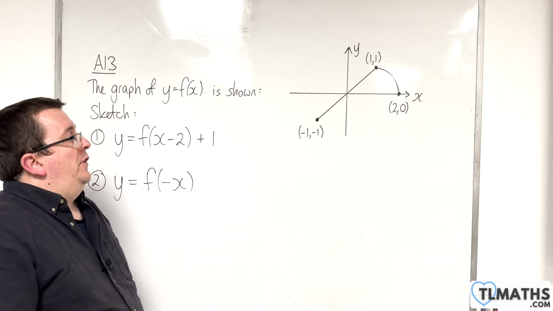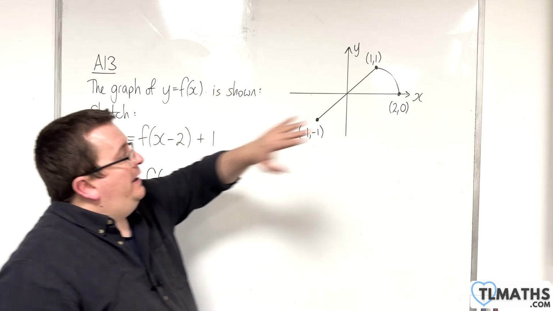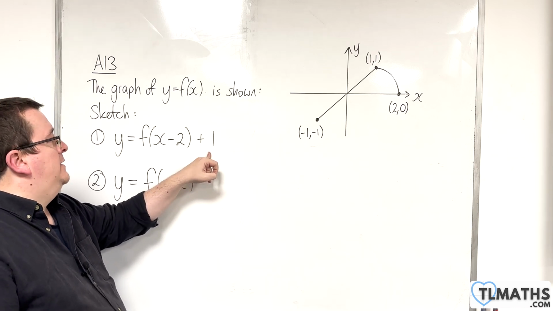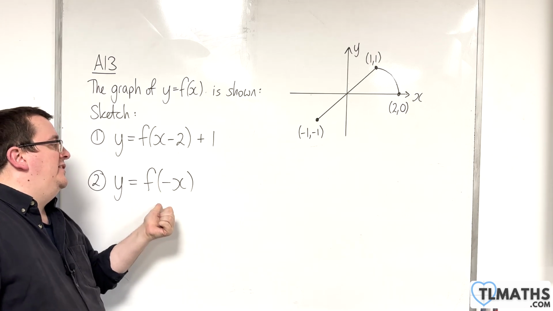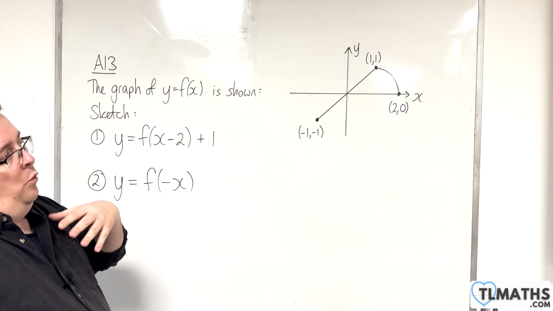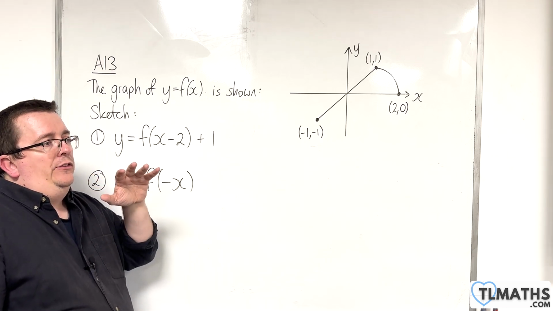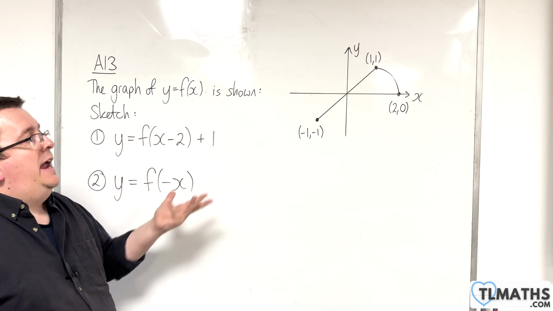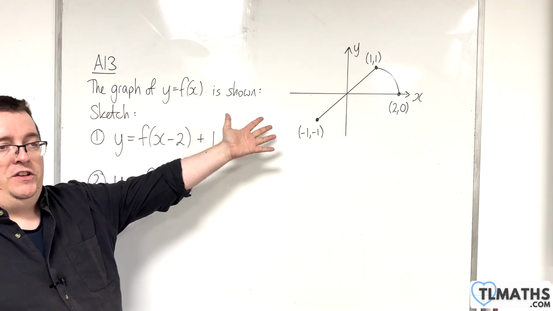Okay? So what we need to do is, if that's y equals f of x, we need to sketch y equals f of x take away 2 plus 1, and then we need to sketch y equals f of minus x. So what this is testing is, can you identify what transformation has occurred? And then, can you apply that knowledge to sketch what the new graph should look like?